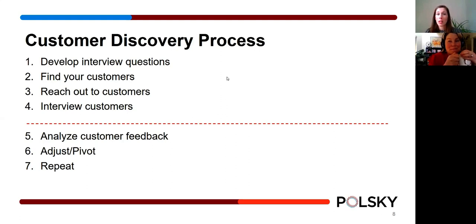And then again, this is a repeatable process. So this is something we anticipate you're doing both very early on and then continuously as your venture scales and grows. So really important. And thank you again to those of us who were able to join us last week.